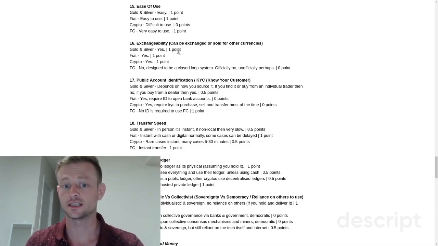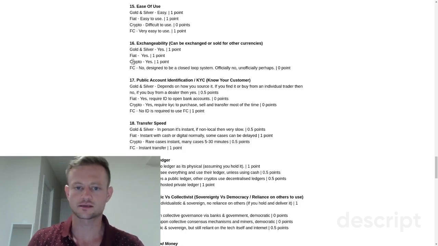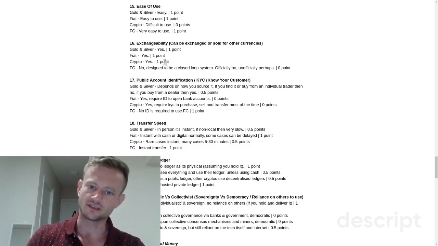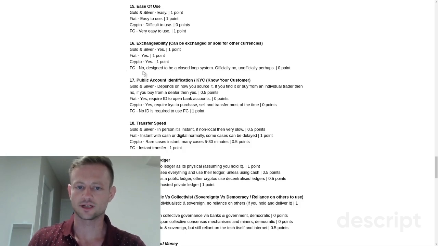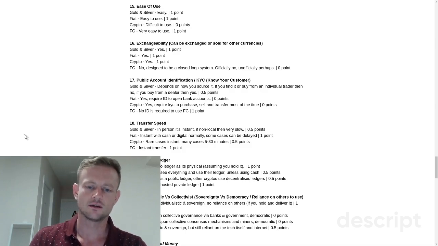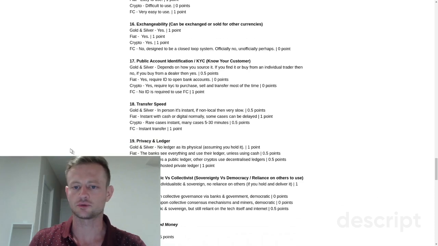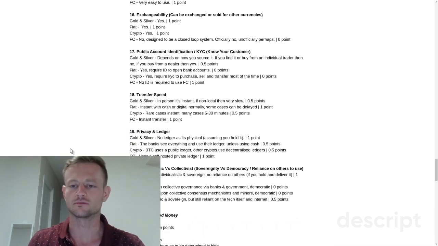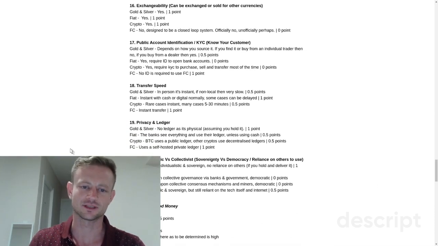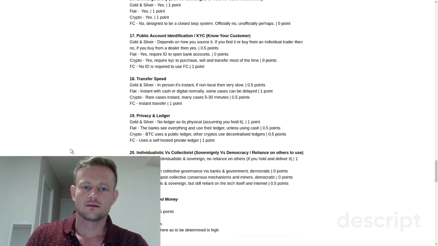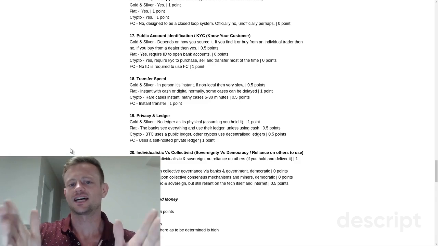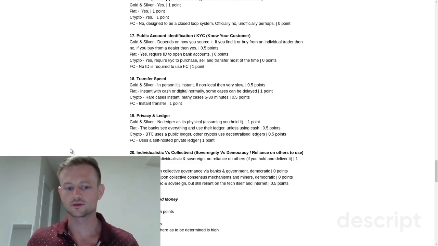Gold and silver, yes. Fiat, yes. Crypto, yes, that can be a bit difficult. And freedom credit, officially no, but if it's up and running, it probably will unofficially be convertible into other currencies. But ideally I don't want official channels for that, but don't really have a problem if it's unofficially happening. But ideally, I make it so good that no one wants to exchange it.